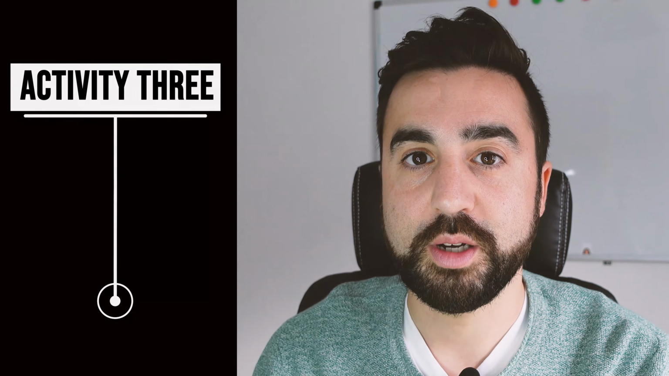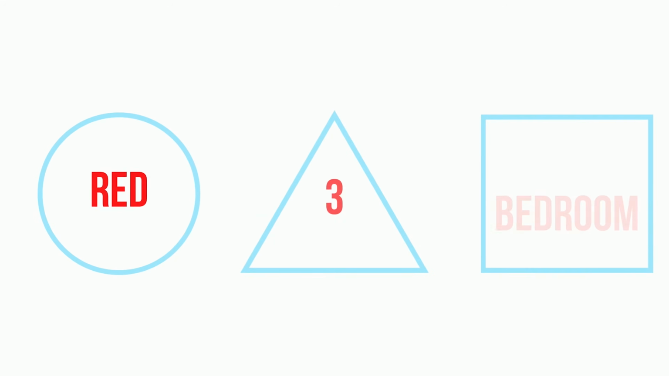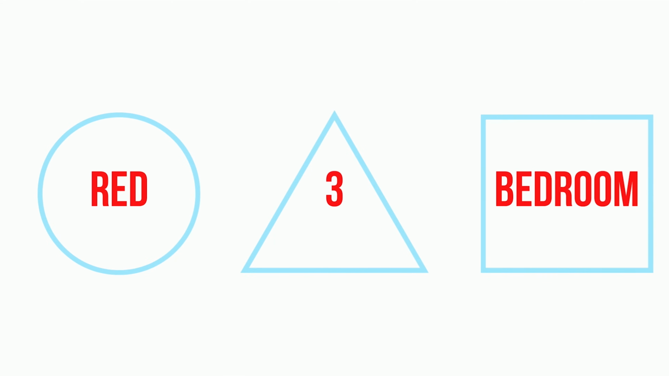The next activity is continuing with the same idea by making the most of the fact that students are at home and not in class. The way this activity works is that I choose a colour, a number, and a room in the house. So for example, the colour is red, the number is 3, and the room of the house is the bedroom. The students then have to run off and find 3 red objects from the bedroom.